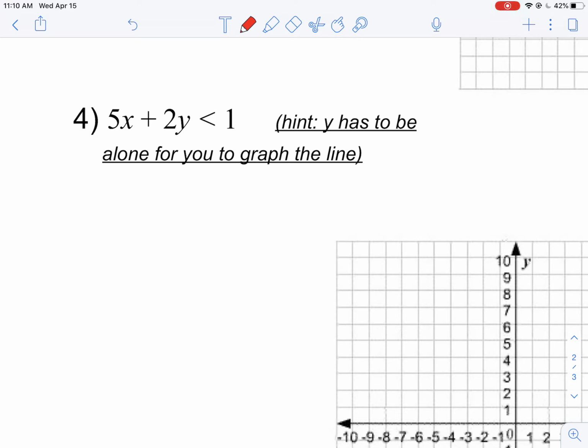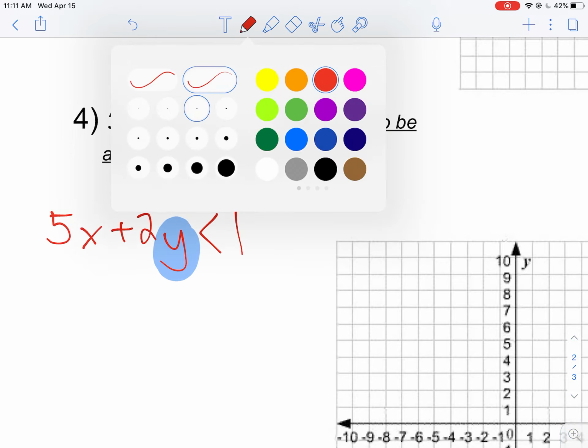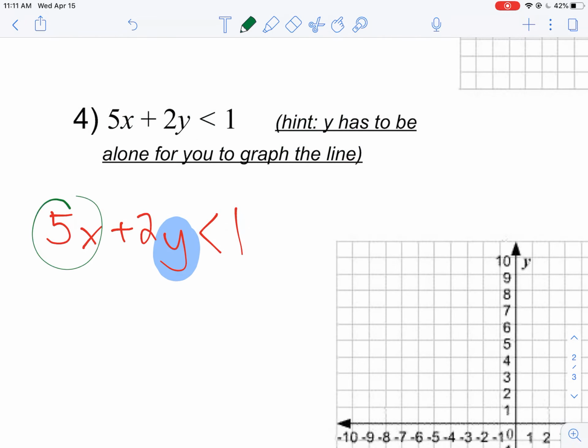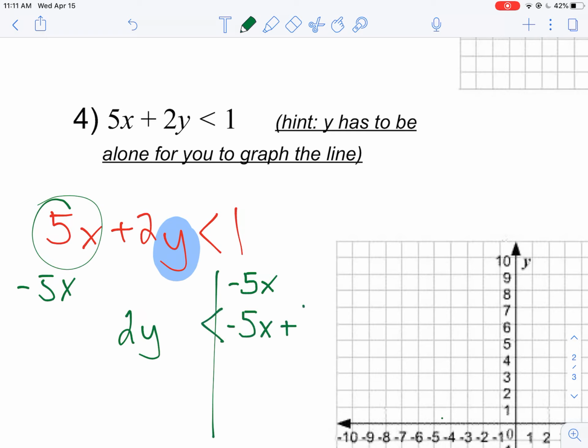Let's start here. So we got 5x plus 2y is less than 1. And our goal here is we want to get y all alone. First thing I want to get rid of is that 5x. There's no need to have 5x over here. So what am I going to do? I'm going to subtract 5x on this side. I'm also going to do it on the other side. Always make sure you're doing it to both sides. So then I get 2y is less than negative 5x plus 1.